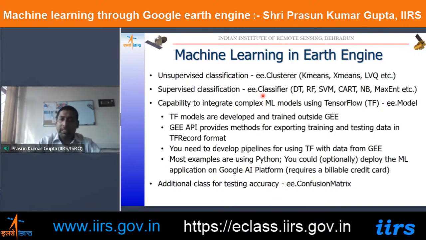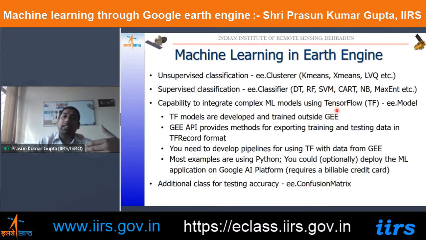Also, there are supervised classifiers available, like decision tree, random forest, support vector machine, CART, naive Bayes, even Maxent recently. I think this has come up recently because this was not there earlier. But you feel limited by these algorithms. That's all. What if I want to make my own model, like create these layers, neural networks and dropout layers and things like that? So what do we do then? How do I integrate more complex machine learning models?